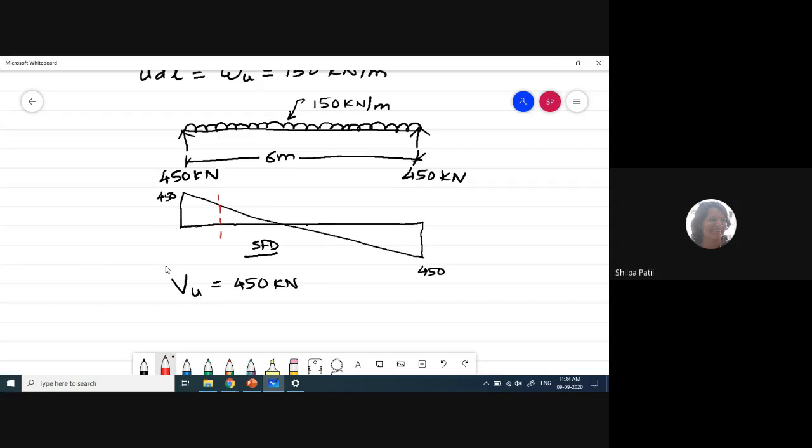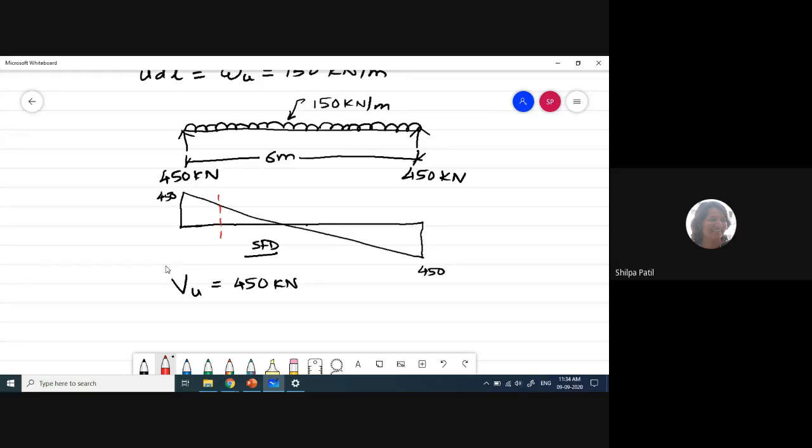At this section, obviously the shear force is reduced compared to the shear force we are getting at the support. So whatever reinforcement we are providing close to the support, the same reinforcement will not be required in this zone, because the shear force acting at this particular section of the beam is lesser than the support value. So we can reduce the shear reinforcement at this particular section.